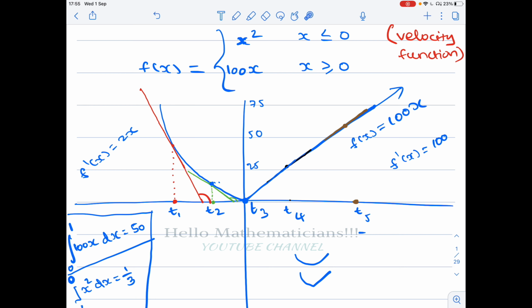What happens? The vehicle is coming with some speed, and at this point it comes to rest, and suddenly you are giving some acceleration, and that too an amount of 100. Then what happens? You will feel too much jerk, right? Suddenly you will feel a jerk. That is what it physically means when the function is not differentiable at the point t3.